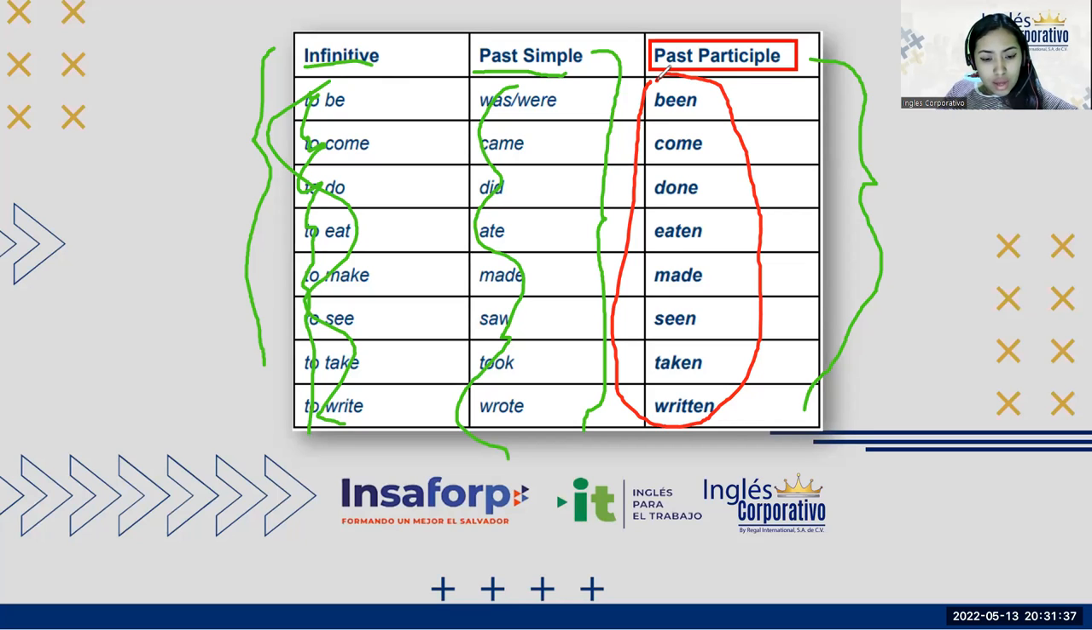Let me see. Les voy a pasar una lista de past participle verbs. I don't find the list. No encuentro las listas, guys. Déjenme ver. Pero me acuerdo que ya se las había mandado. ¿Alguien tiene a la mano las tres listas que les mandé de los verbos en pasado? Que nos lo compartan. No, teacher, sorry. In my case, I changed my phone, that is the reason that I don't have anything. No worries, Jonathan. Thank you.